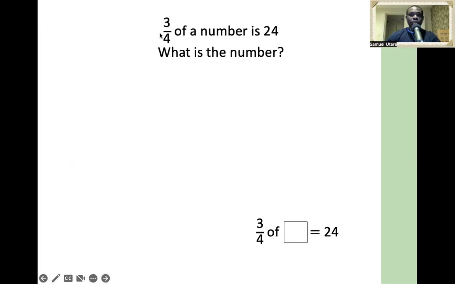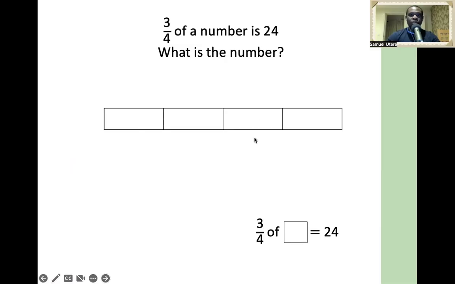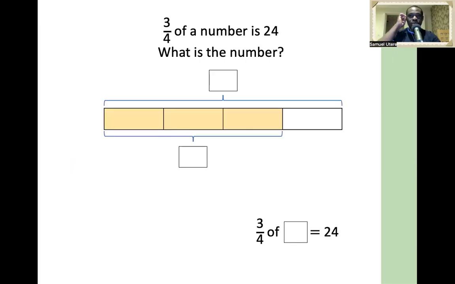So remember what we said, the denominator represents the number of parts that you're going to split things into. So we need a bar model that has 4 parts. This question is telling us that 3 lots of this bar model is equal to 24. So when we represent it, it should look like that. But we do not know the whole lot. So this is what it should look like in the bar model.